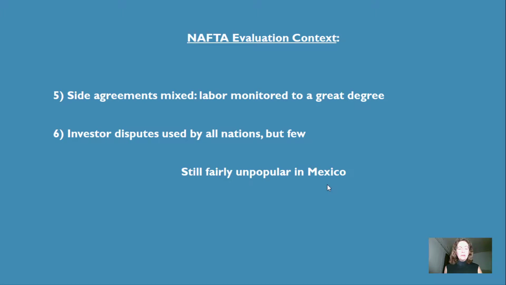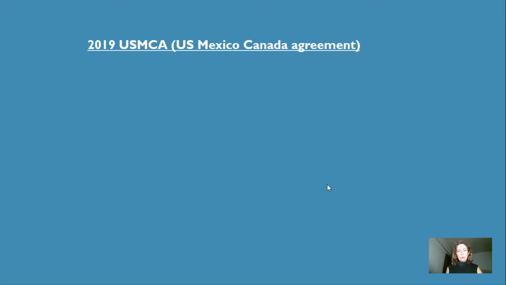Now, this continued, and it was still fairly unpopular in Mexico, among many people in southern Mexico in particular, but it's 15 years, and it was renewed. Recently, in the last year, actually, there was a new agreement, the U.S.-Mexico-Canada Agreement, which is an expansion of NAFTA for another 15 years, using the same basic language, but tweaking a bit to make it a bit more favorable for the United States, actually.